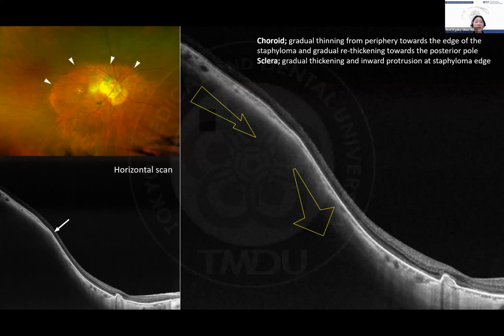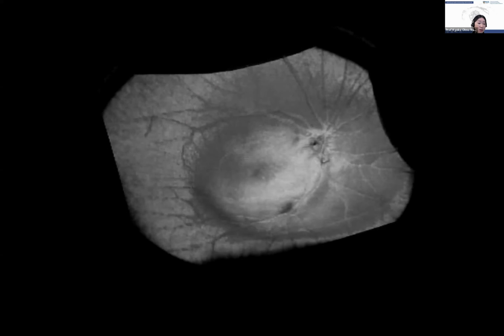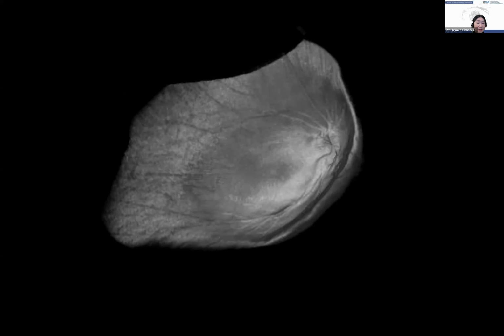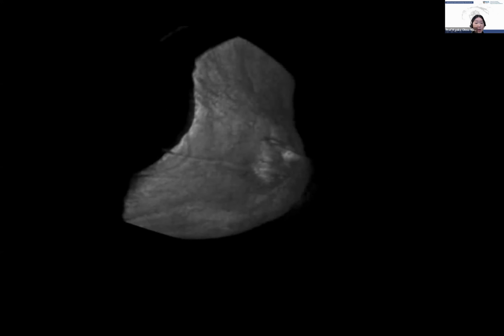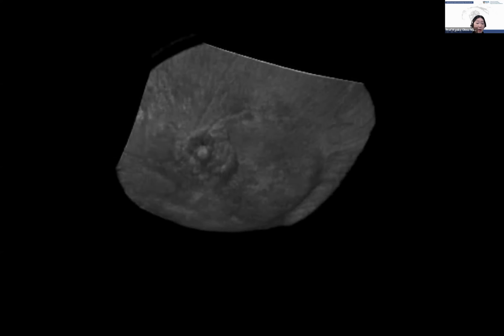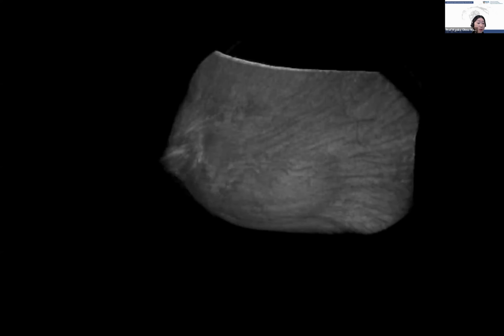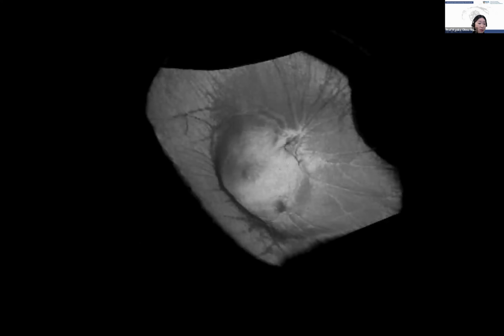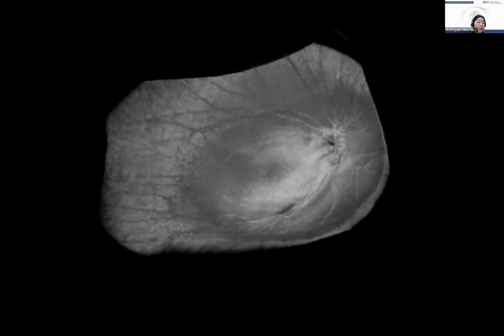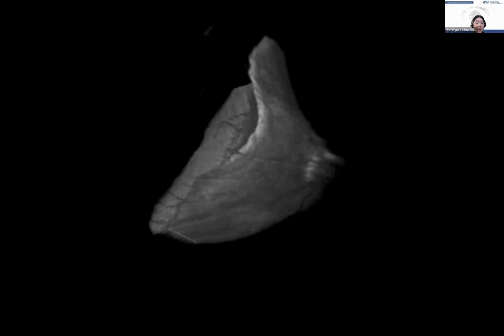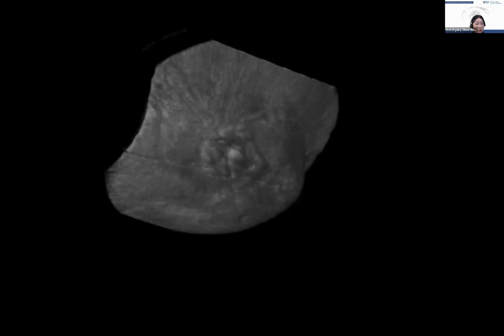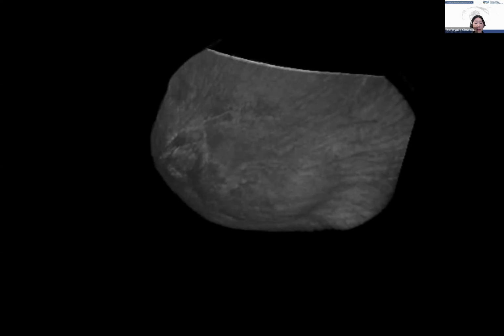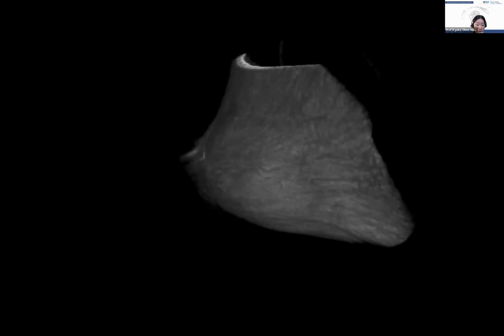In parallel, scleral inward protrusion is seen at the edge. The 3D OCT movie clearly visualizes the entire shape of the staphyloma. Different from 3D MRI, the spatial relationship between the staphyloma and the optic disc, macula, and retinal vessels is clearly seen. This facilitates understanding of how visually important tissues are damaged by eye deformity due to staphylomas.